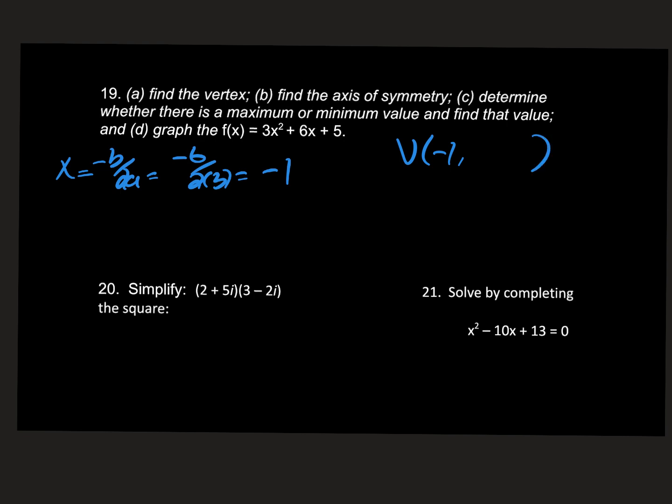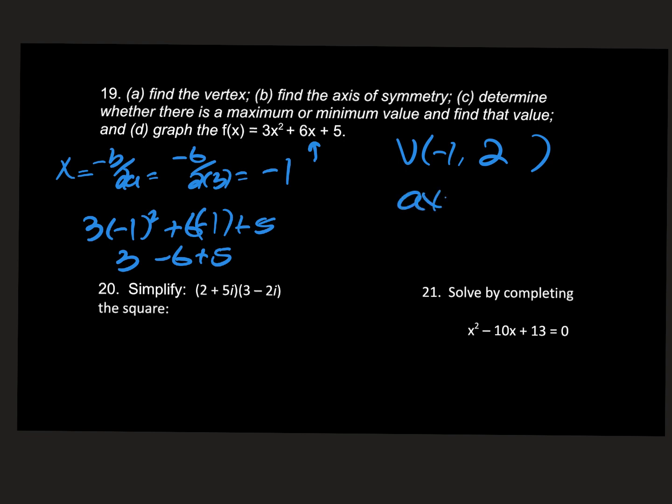You can take your calculator if you need to, do whatever you need to do, but we're going to plug the negative 1 back in. I'm just going to do it right here. Since it's negative 1, it shouldn't be too hard to figure out what it is. It's going to be 3 minus 6 plus 5, which is 2, by the way. So my vertex is negative 1, 2.